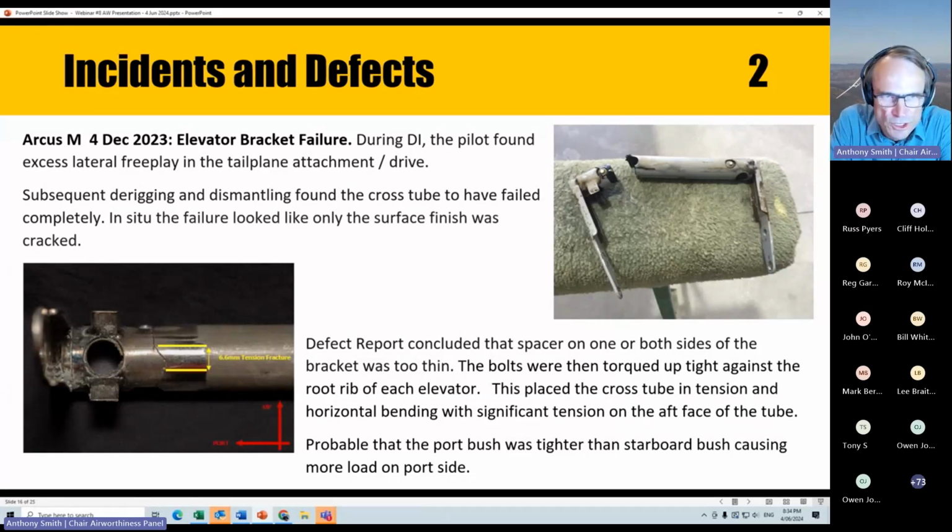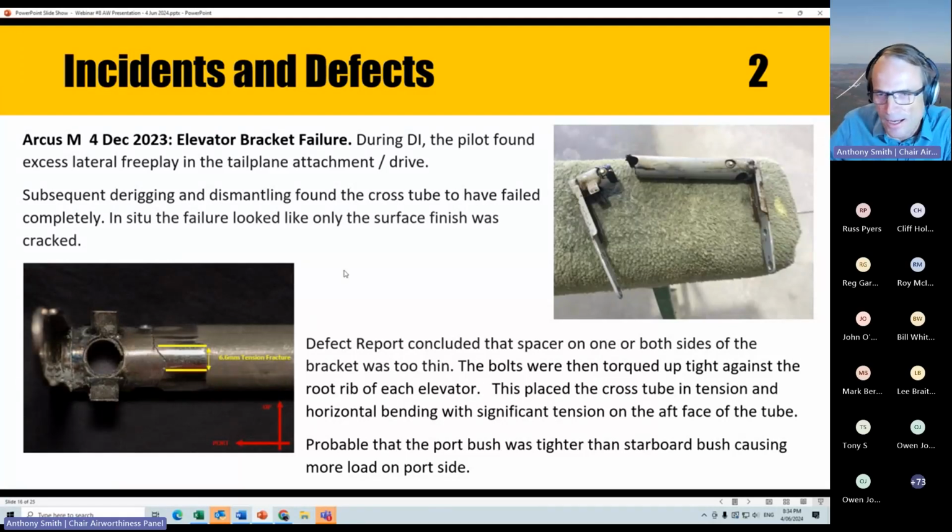I was told in situ the failure looked like only the surface finish was cracked. When I did the investigation, I did a dye penetrant on this with fluorescent dye penetrant, and there are further cracks radiating out from the other adjustment hole on the right-hand side. What was particularly evident about the side that broke was there was a reasonably large tension fracture on the rear face.